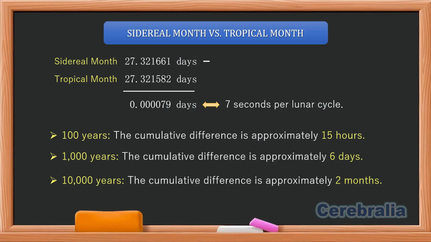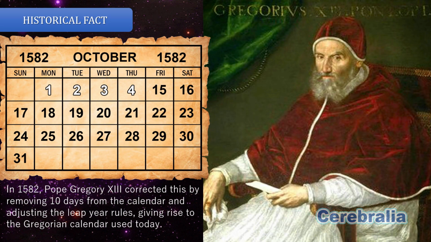This was the case with the Julian calendar. Around 2,000 years ago, the Julian calendar made a slight miscalculation in the length of the tropical year. As the centuries passed, this caused the seasons to gradually drift from their original dates. In 1582, Pope Gregory XIII corrected this by removing 10 days from the calendar and adjusting the leap year rules, giving rise to the Gregorian calendar, used worldwide today.